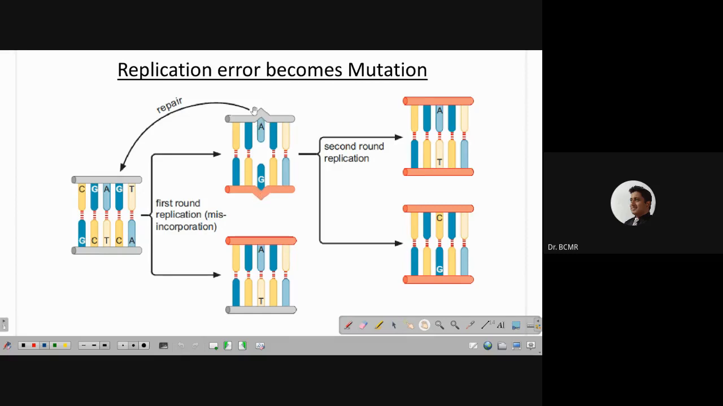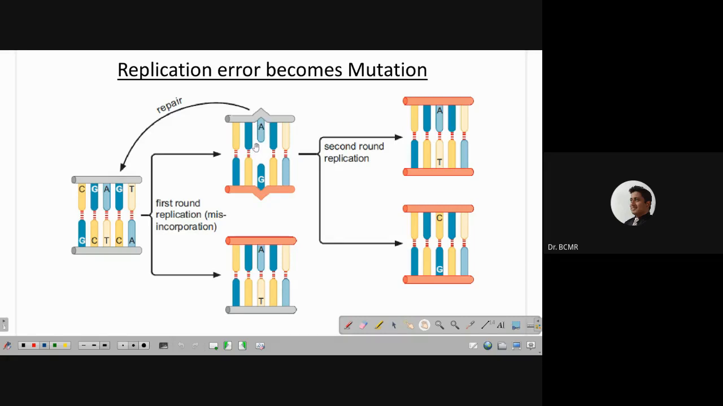So if repair mechanism occurs, okay, the bottom strand here is the newly synthesized one. And if repair mechanism occurs, they will remove the G here and replace it back with T. Then they would look similar to that of the parent strand. So it is no longer a mutation.